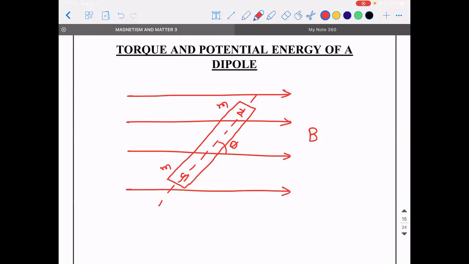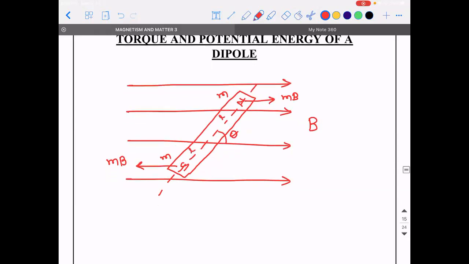Now, what is going to be the force experienced by this magnetic dipole due to the external magnetic field? It will experience a force of value mB in the right direction. And here it will experience a force of value mB in the leftward direction. Let's say this length is l and this length is l. If you drop a perpendicular, then this distance will be l sin theta, and this distance will also be l sin theta.